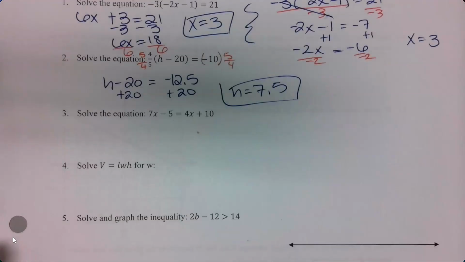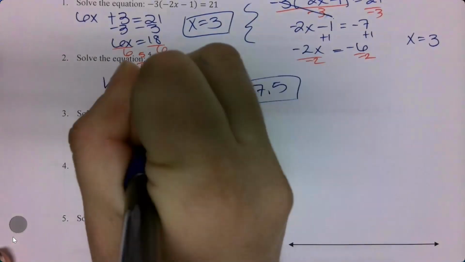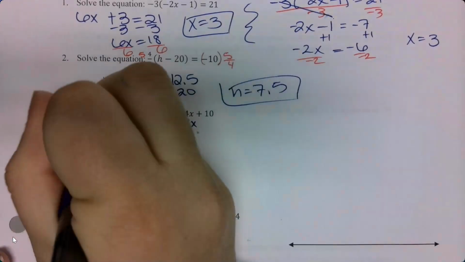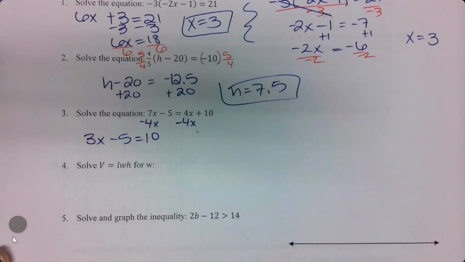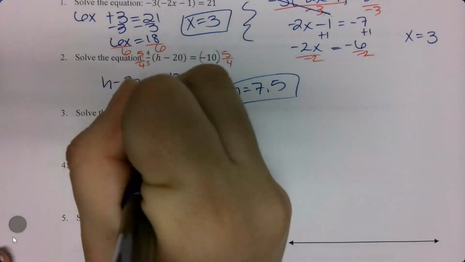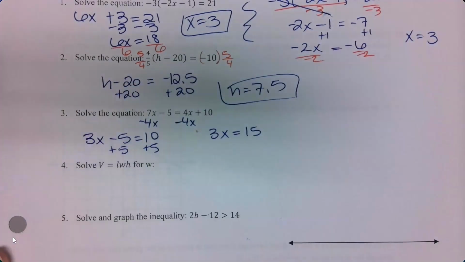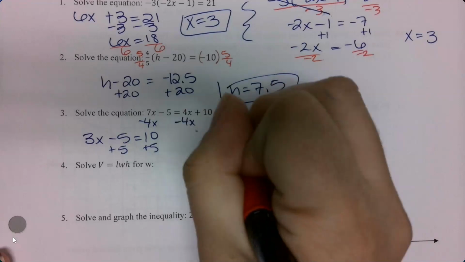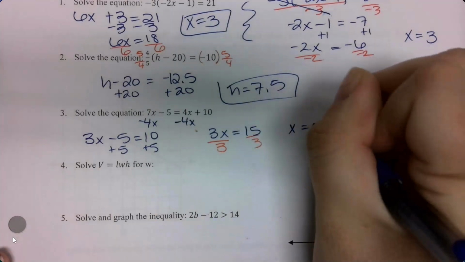On number 3, I want to go ahead and get all of my x's on the same side. So I'm going to start off by subtracting 4x because I like working with positive x's. This is going to give me 3x minus 5 equals 10. Then I want to add 5 to both sides. I get 3x equals 15. I want to isolate my variable, so I'm going to divide both sides by 3. And then I get x equals 5.